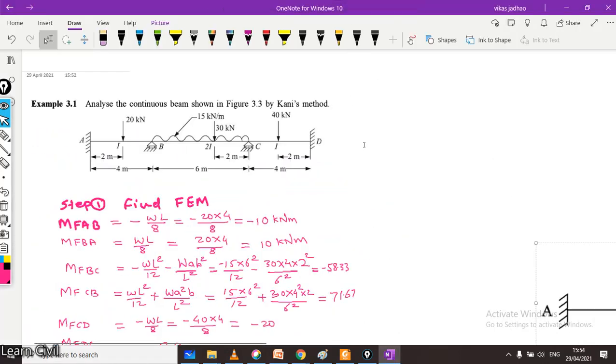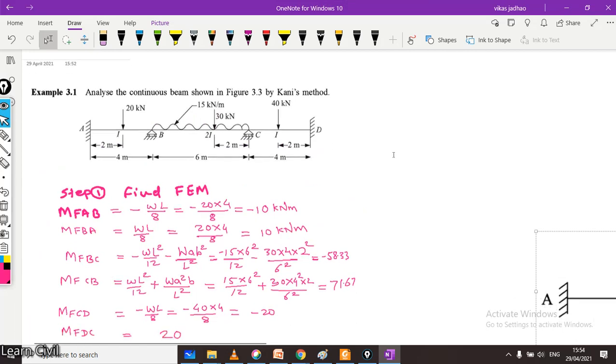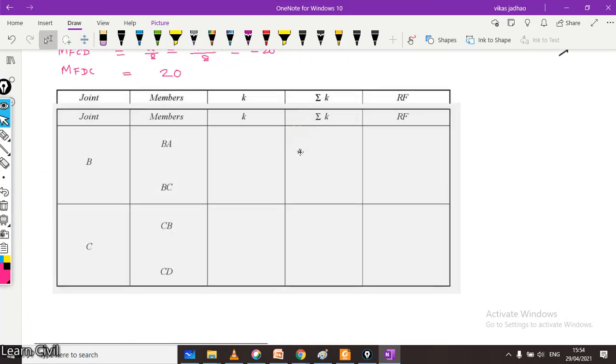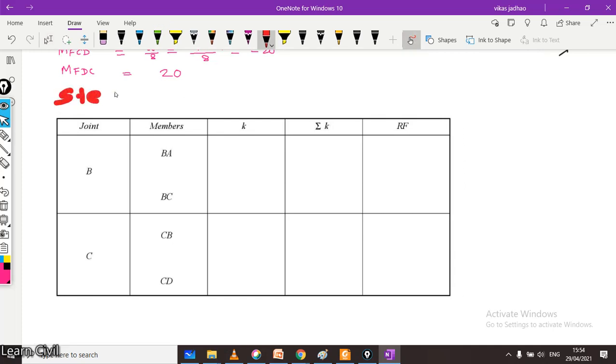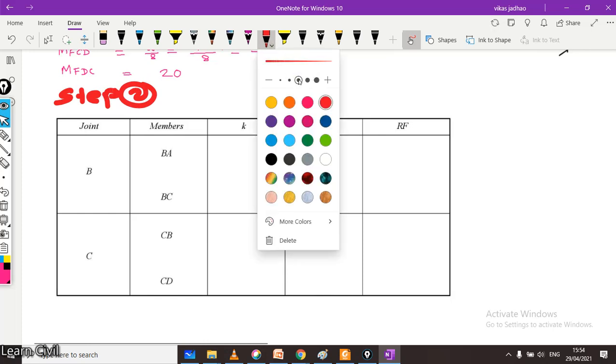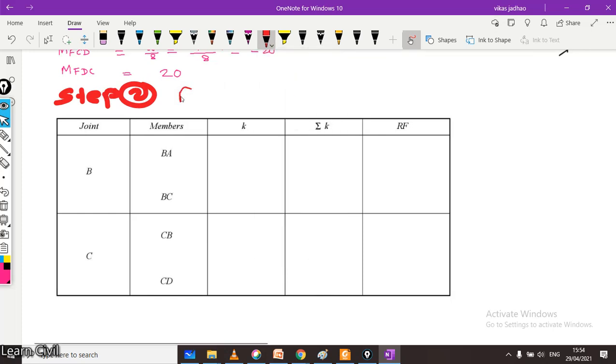So like this, we have to find out the fixed end moment for this continuous beam. Step number two is to find out the rotation factor. The rotation factor is equal to minus half into distribution factor, that is Ki divided by summation Ki.